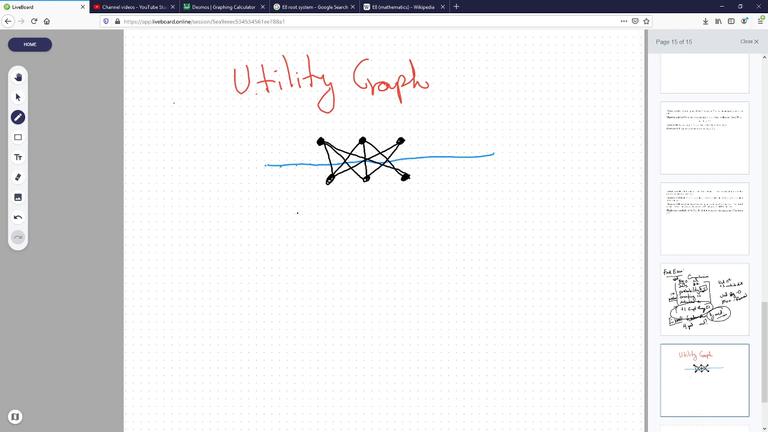Yeah, so a bipartite graph cannot have a shortcut within its own set. So you see here, this is basically our V1 set, and this is our V2 set.